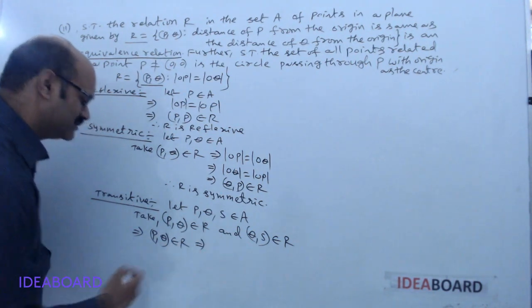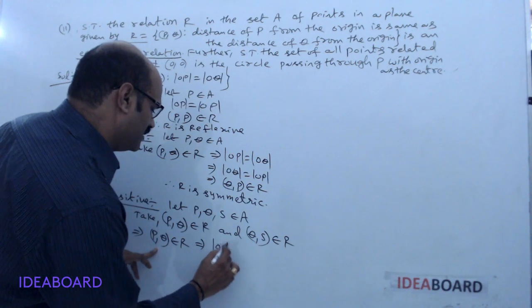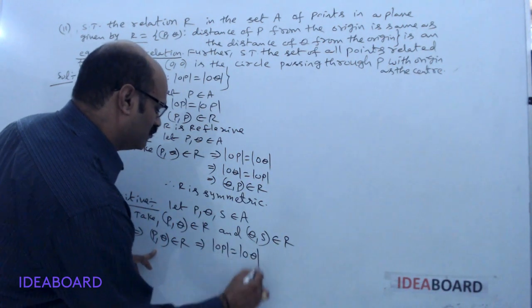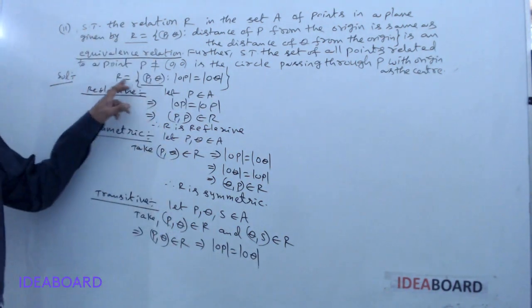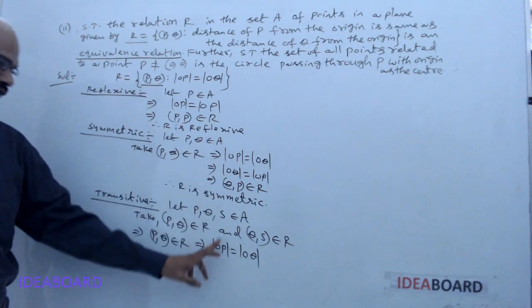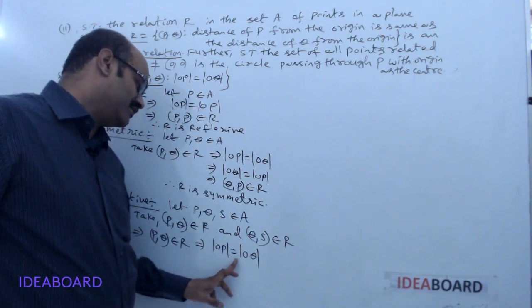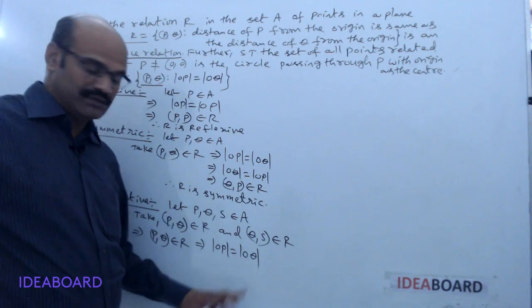It implies that modulus of OP equals modulus of OQ. According to the given relation R, we have mod OP equal to mod OQ. So we are writing (P, Q) belongs to R means modulus of OP equal to modulus of OQ.